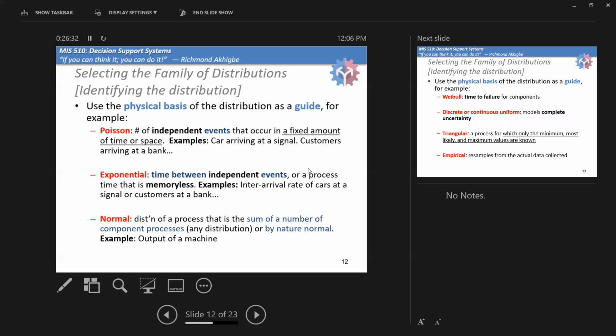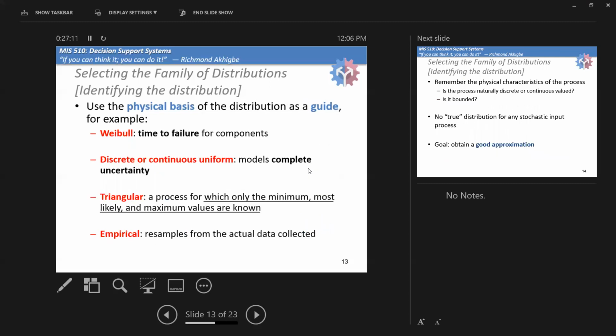What is the nature behind Poisson? Independent events, times between independent events, and the sum of a number of components, normal. We just need to know these three in terms of nature, right? At least you should know these three. Poisson: discrete events, time between those events, independent. And if somehow there's some summation going on, you're summing different numbers together, normal random numbers, then always remember that you're thinking about normal distribution.